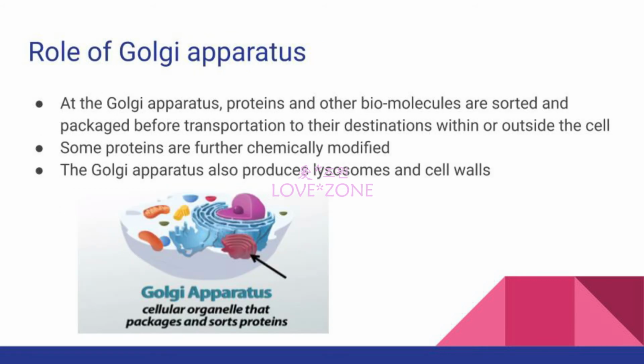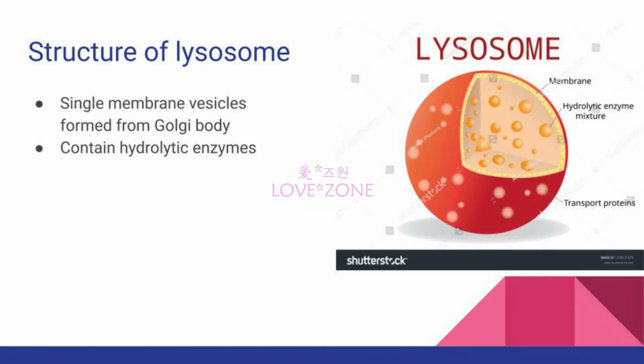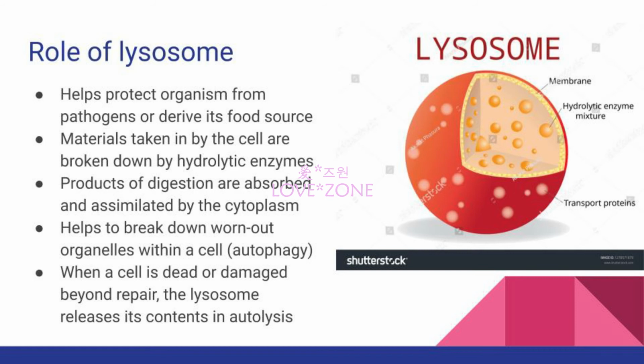At the Golgi apparatus, proteins and other biomolecules are sorted and packaged before transportation to their destinations within or outside the cell. Some proteins are further chemically modified at the Golgi body. The Golgi apparatus also produces lysosomes and cell walls. Lysosomes are single-membrane vesicles formed from the Golgi body. They contain hydrolytic enzymes. Lysosomes help to protect the organism from pathogens, or deprive pathogens of their food source. Materials taken in by the cell are broken down by hydrolytic enzymes in the lysosomes. The products of digestion are then absorbed and assimilated by the cytoplasm.